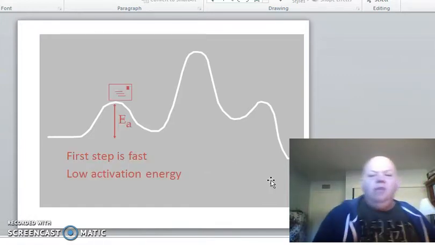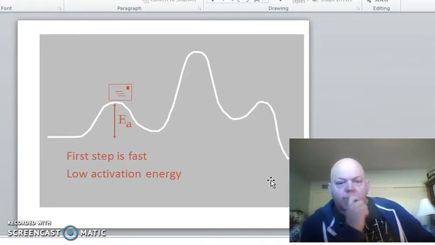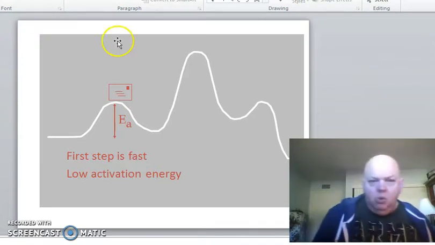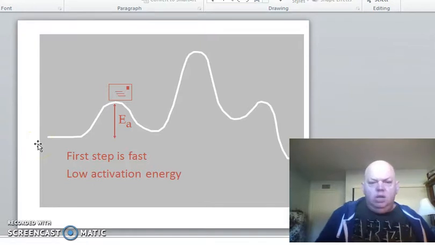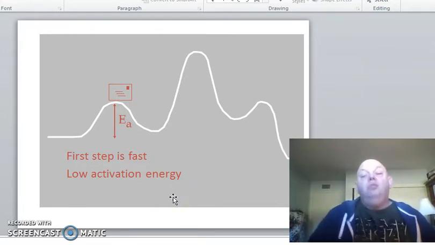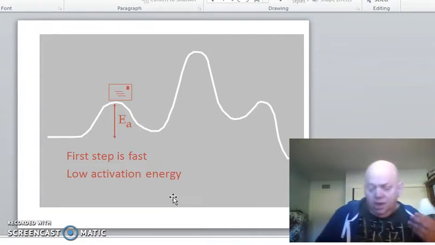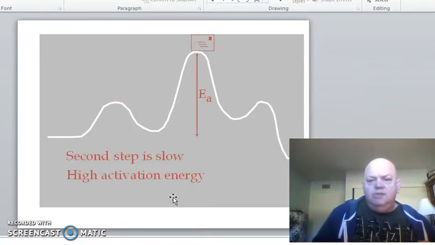Step 1, the first step is fast, so you don't need much of an activation energy going on there. Now, you're wondering, hey, what's going on here? Well, if we look at the vertical axis here, that would be your potential energy. If you're looking at the horizontal axis, you're looking at your reaction coordinate. You could look at it also as the reaction progress. Now, you've got a reaction here that takes 3 steps. First step is a fast one. You don't need much activation energy.